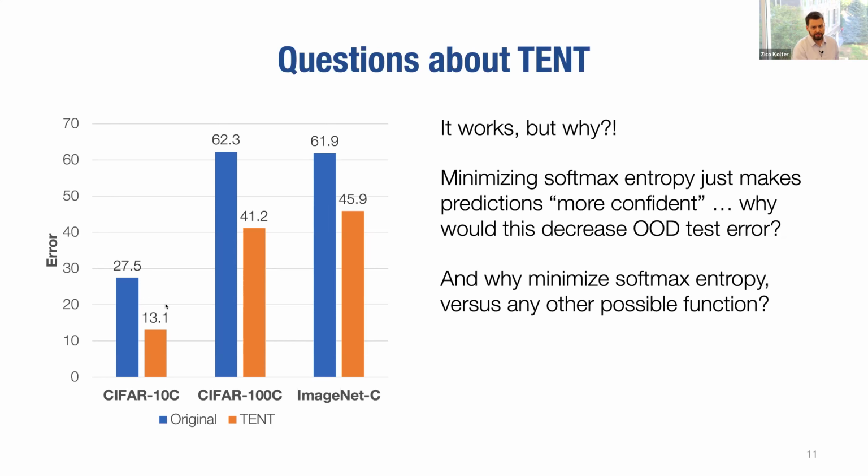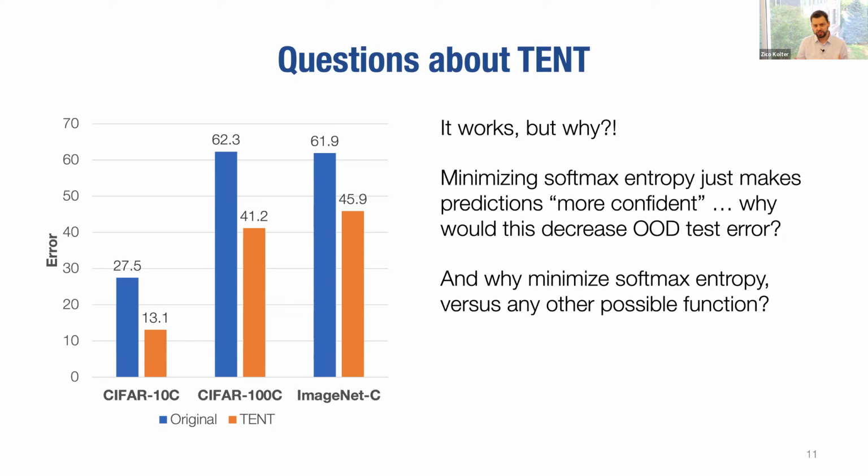But then if we run Tent, so we just run this algorithm where you minimize the entropy of the predictions, we bring that back, not all the way, so we're not at the best performance possible, but we bring it back to like 13% error. A little bit worse for other classifiers too, but still we substantially improve upon the performance of the classifier.